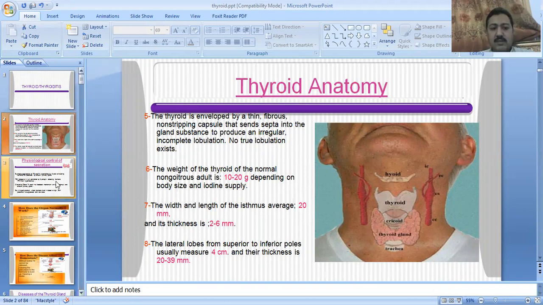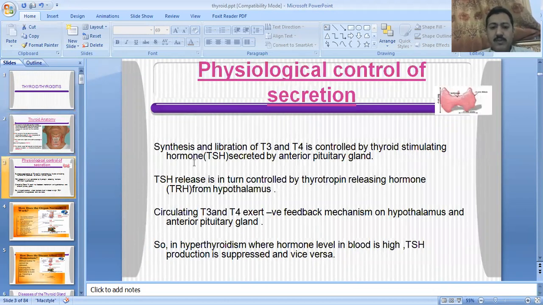Now coming to its physiology. Normally, the thyroid gland produces the thyroid hormones, which are T3, triiodothyronine, and T4, thyroxine. These are the primary hormones produced by the thyroid gland, and their release is controlled by the hypothalamus and pituitary gland. The hypothalamus releases thyrotropin releasing hormone, TRH, and this hormone then acts on the pituitary gland, which releases the thyroid stimulating hormone, TSH, which acts on the thyroid gland to release the primary thyroid hormones. These hormones are T3 and T4.